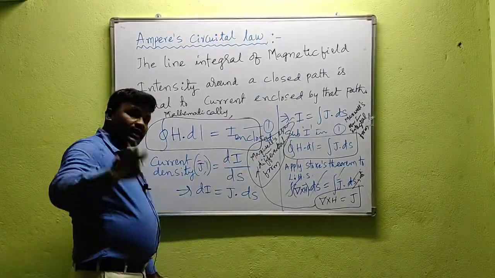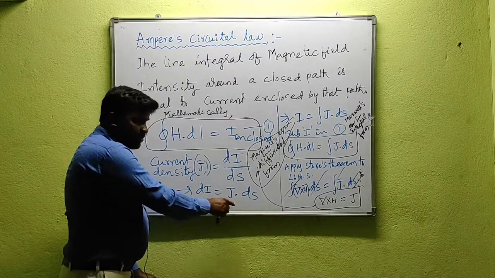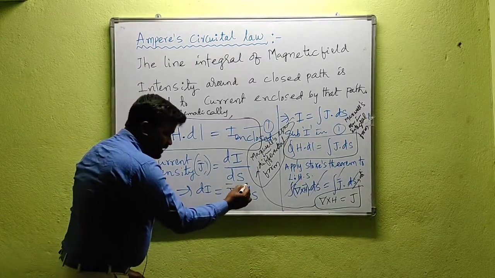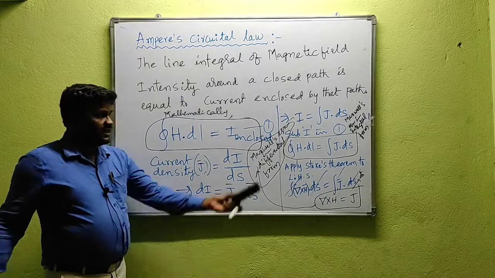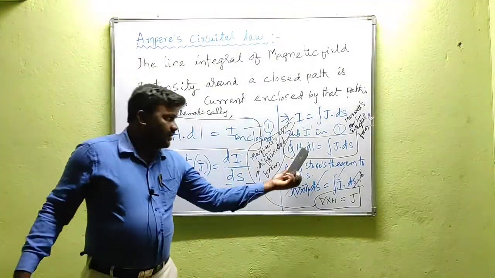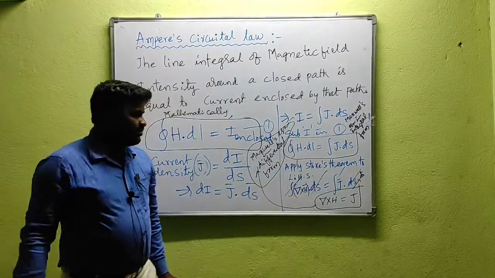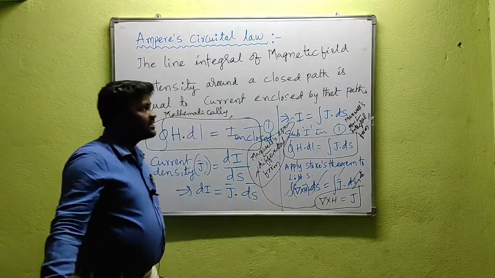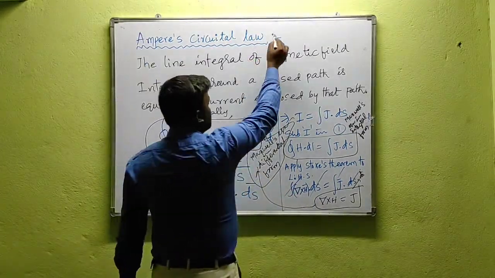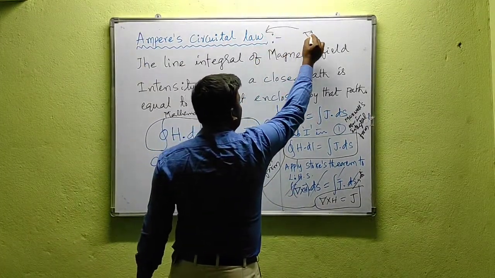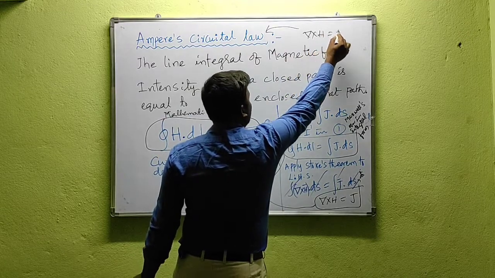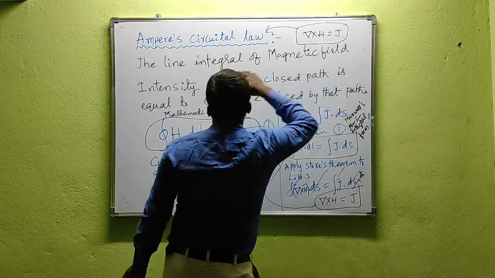But we know that current is a scalar quantity. That is, dI equals integral J dot dS. Apply integration on both sides. Now simplify, and for this equation apply Stokes theorem. We get the relation del cross H equal to J. From Ampere's circuit law we can conclude that del cross H equal to J, one of the Maxwell's equations, can be derived.